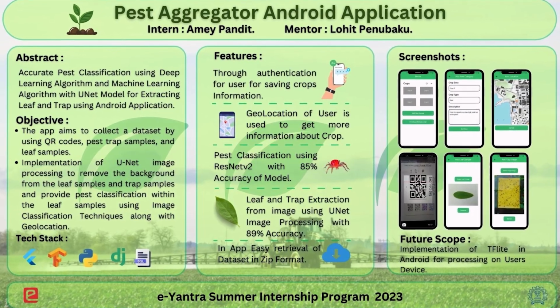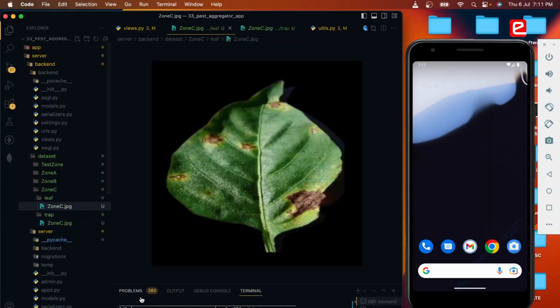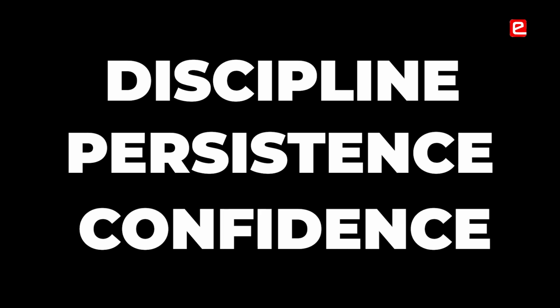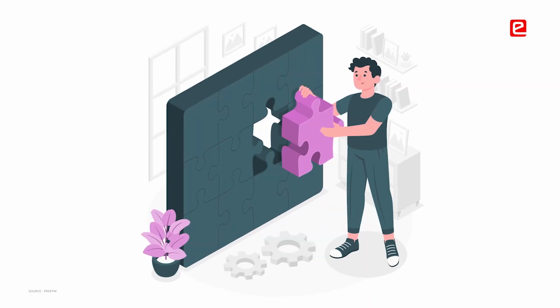In the start of the internship, I thought that the project I was assigned was impossible, because extracting leaf or traps out of it was an impossible task for me using OpenCV. In this world, nothing is impossible. We just have to follow those three things: discipline, persistence, and being confident enough to solve the problem. This internship journey increased my confidence in solving a problem when we have no solution at all.